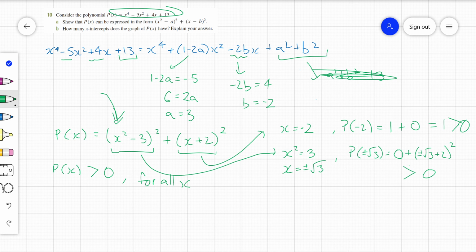If it's always positive, what does that mean? It means wherever it is, it's always above the x-axis, right? It's always positive. So when it then asks how many x-intercepts does this polynomial have, of course it doesn't cross the x-axis at all, so it's got no x-intercepts or no real roots.